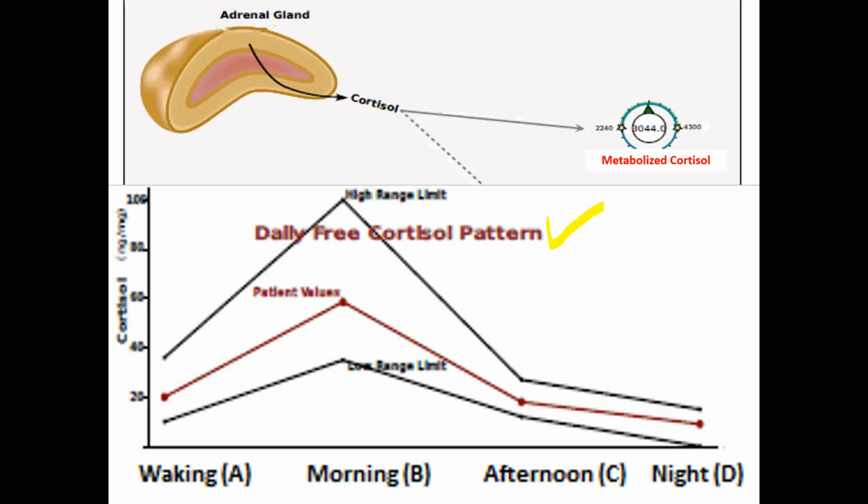So we have a waking sample. Waking urine doesn't reflect waking cortisol. That urine and that cortisol represents the night production of the free cortisol. So you've got that point, and then a morning sample that's typically collected 2 hours after waking.